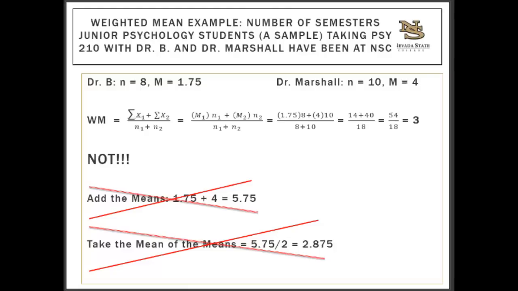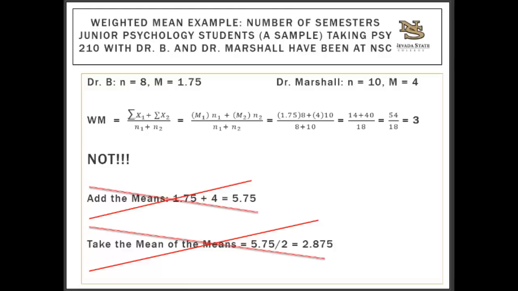Okay, so here's an example. Let's say that we looked again at the number of semesters junior psychology students at Nevada State College were attending. And we look at my class and we look at Dr. Marshall's class. So 2 samples. And let's say I have 8 junior psychology students in my class, and again their mean was 1.75. And then Dr. Marshall has 10 junior psychology students in her Psych 210 class, but their mean is a 4.